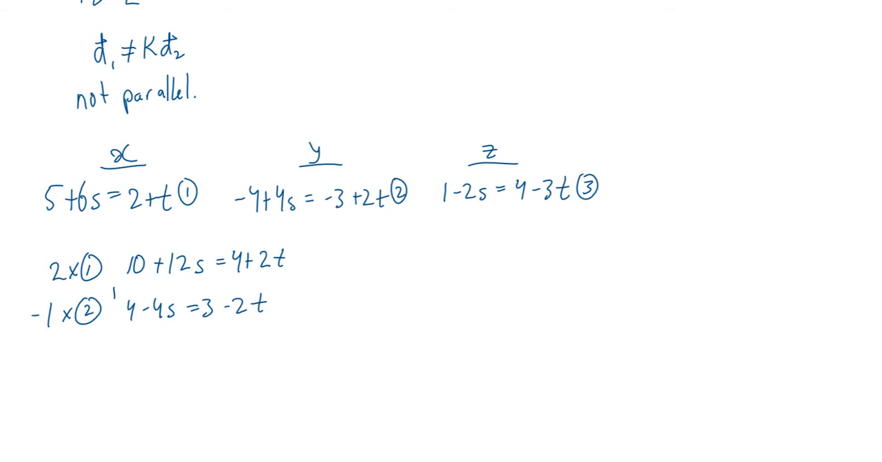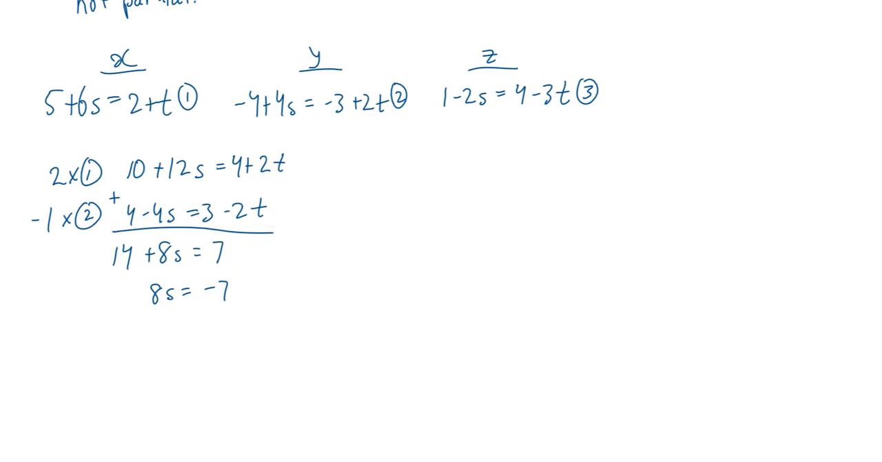And so then I'm going to add these together. So this is 14 plus 8s equals 7 plus 0. Moving the 14 over, I get 8s equals negative 7, and s is negative 7 over 8. Okay, call that equation 4.